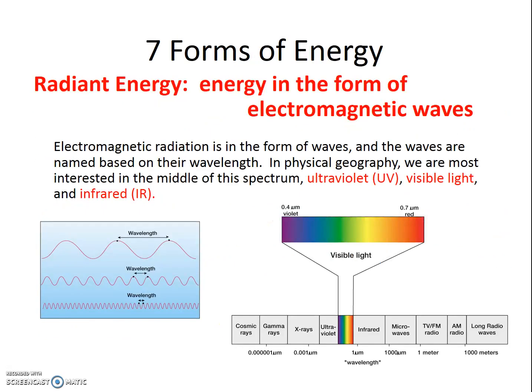Radiant energy is a form of energy most of us are a little bit familiar with. Notice that we classify radiant energy based on the wavelength of the energy. In this class, we're going to be most interested in ultraviolet light, visible light, and infrared.